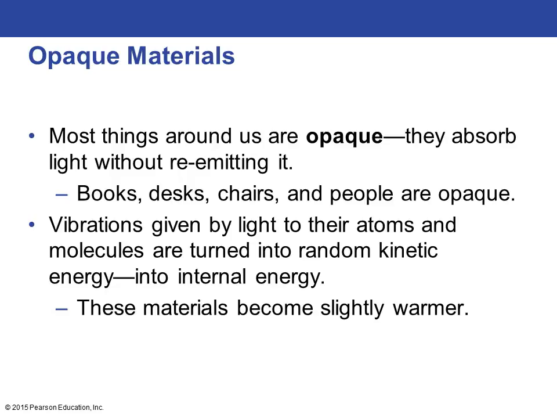Now, we talked about transparent materials where light will travel through, but most things around us are opaque, and they absorb the light without re-emitting it. So things like books, desks, chairs, and ourselves are opaque. Vibrations given by light to their atoms and molecules are turned into random kinetic energy or internal energy. And so when the light that hits you starts those molecules vibrating, you feel that as warmth. That's why, for example, when you stand out in the sun or in front of a light, you will feel warmth, because your electrons start vibrating within your body. The electrons don't pass through and go out the other side. Instead, they're transformed into heat.